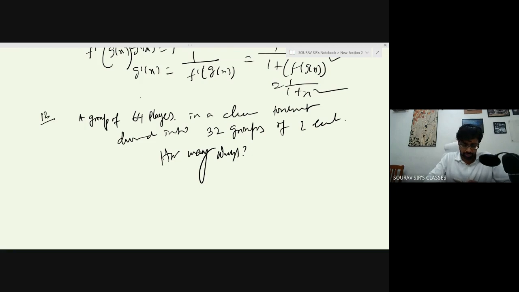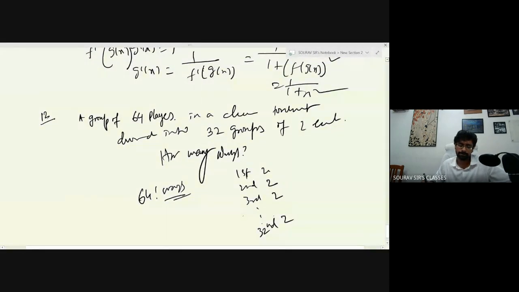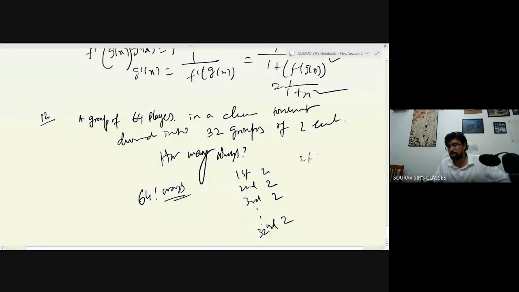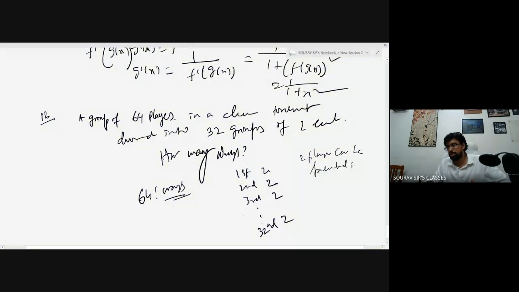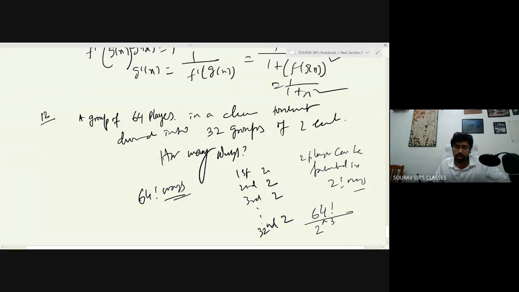64 players, remember that. So the total is 64 factorial ways to select. The total permutations: the group of first two, second two, third two, and so on. So there are 32 groups of two. But inside each group, 2 players can get permuted in 2 factorial ways. So 64 factorial is the total cases, and the repetitions are 2 to the power 32, since the group can be interchanged, and divided by 32 factorial.